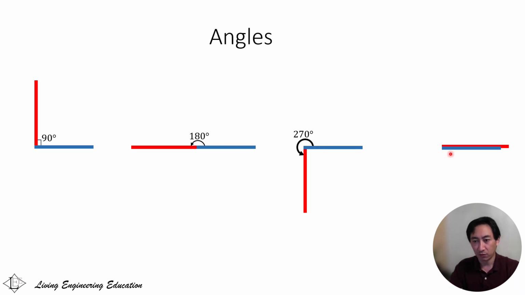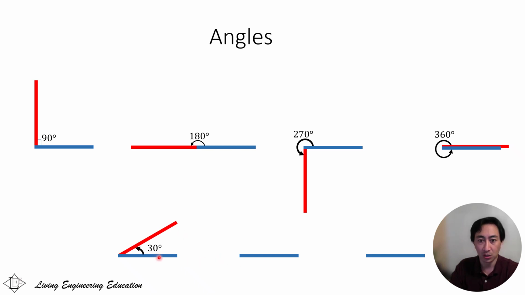And if I have one line stacked on the other, we can either define this as 0 degrees, or we can define this as 360 degrees, right? So these are the four main angles that we look at when we look at trigonometry, or in this case, geometry. Now there's a couple of other important angles that show up a lot.